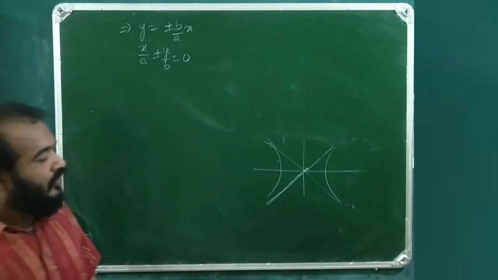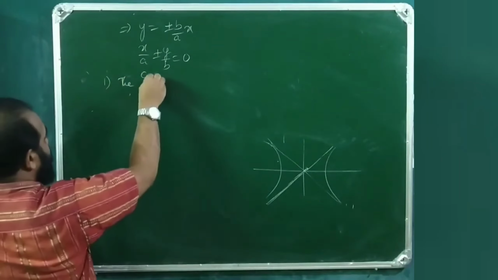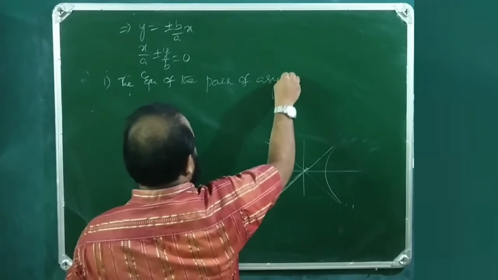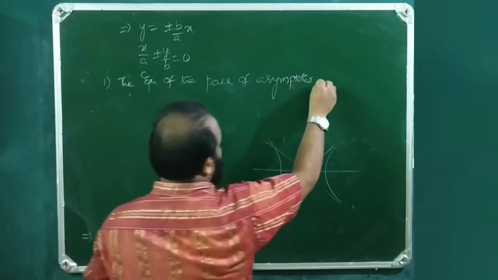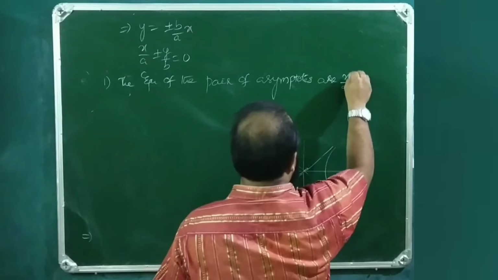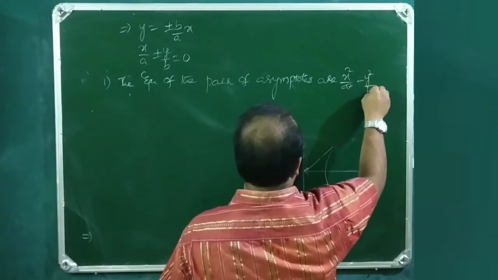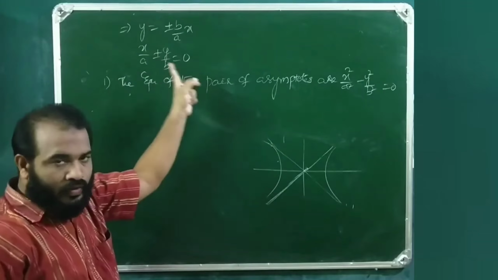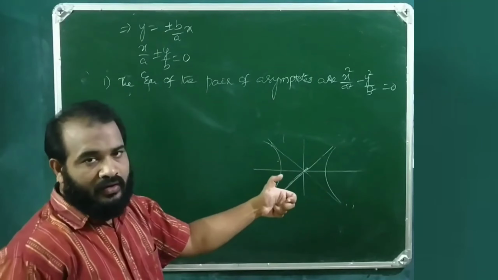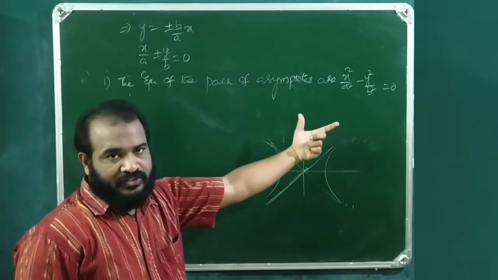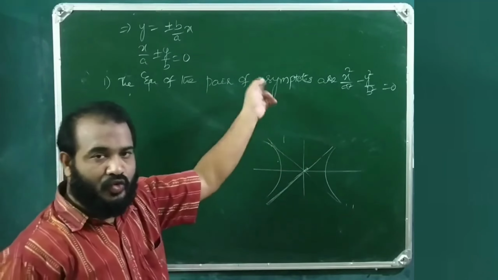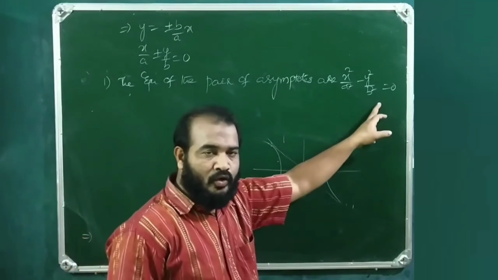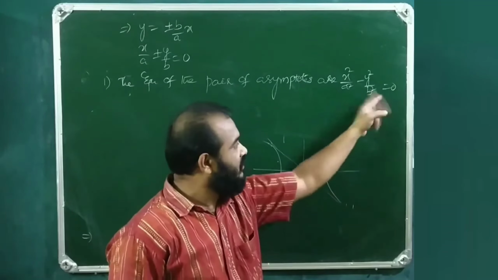A few points we observe here: the equation of the pair of asymptotes is x square by a square minus y square by b square equals 0. Because one line is x by a plus y by b equals 0 and the other is x by a minus y by b equals 0, these are the individual asymptote equations. The joint equation is x by a plus y by b into x by a minus y by b equals 0.